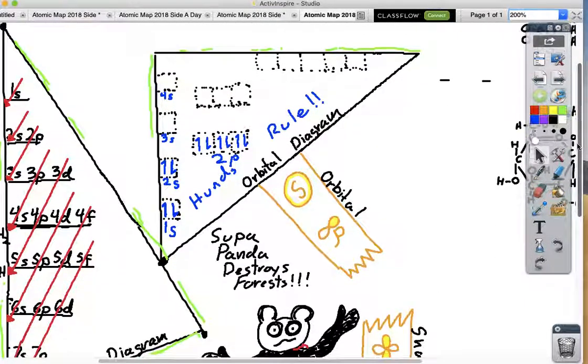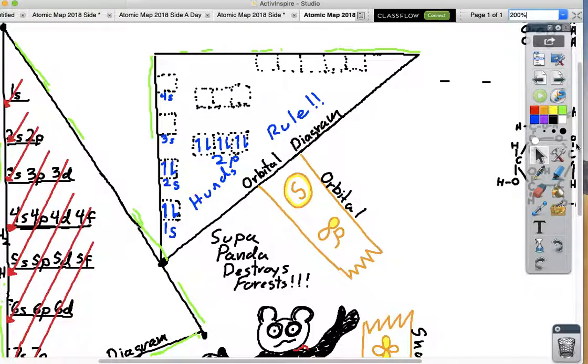Now, remember you guys, Mulan sucks. Wait, no, we're just saying Hund's rule. Okay, wait, what's Hund's rule? This, if it goes up, it goes down. Okay, yeah, we'll talk about that, ready?